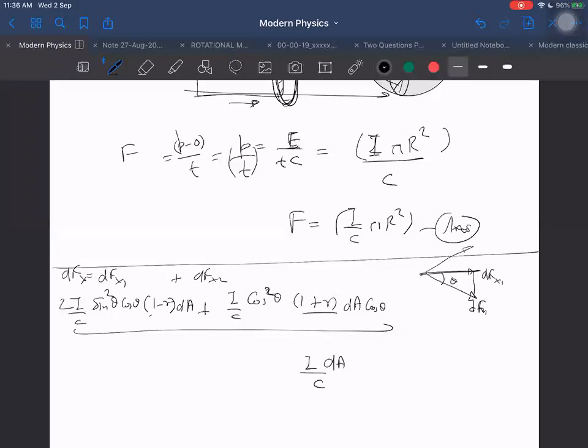What are we left with? 1 taken common. Then the term we are left with is 2 theta. Is the 2 there in the first term? No, that 2 is not there. Then it is just sin square theta cos theta, and cos square theta cos theta. Then we are able to add quickly, and we are getting sin square theta plus cos square theta term. Then we are getting just cos theta into dA.